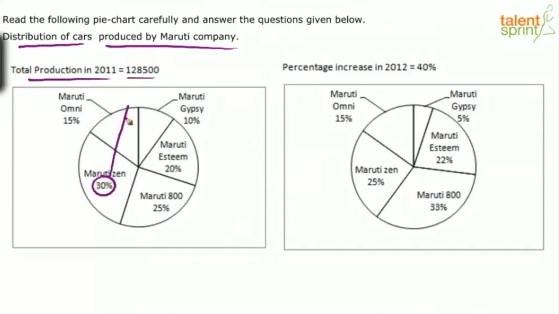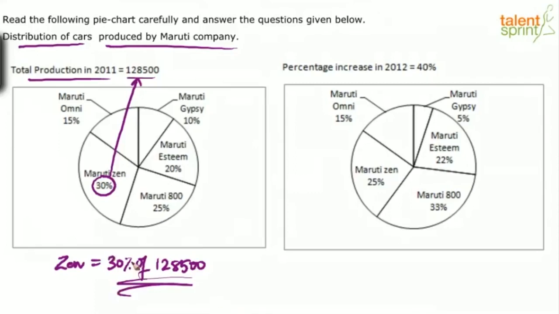30% of what? 30% of the total value, right? Total is always given, right? Usually with pie charts, the total is given to you, right? So here the total is 1,28,500. So the number of Maruti Zens produced in 2011 will be 30% of 1,28,500. Now it is important as to how do you calculate this, right?